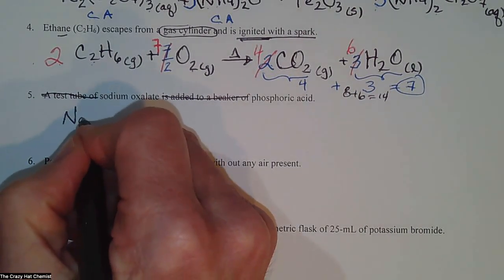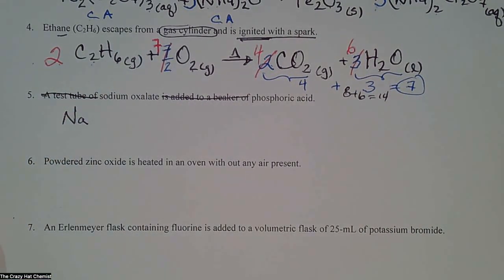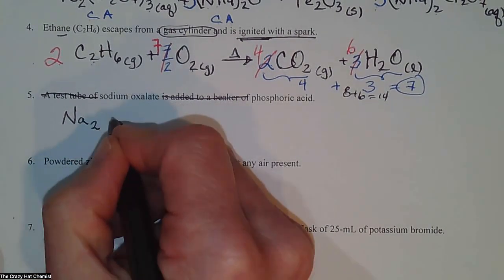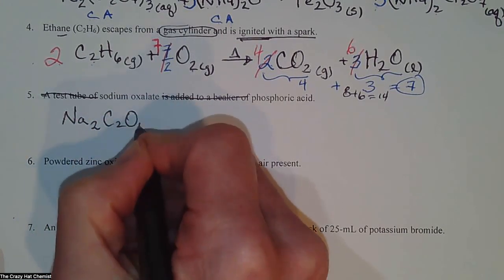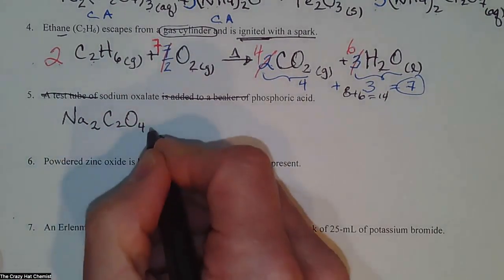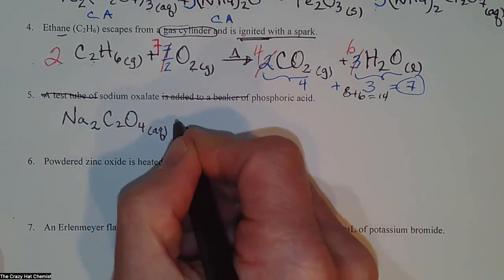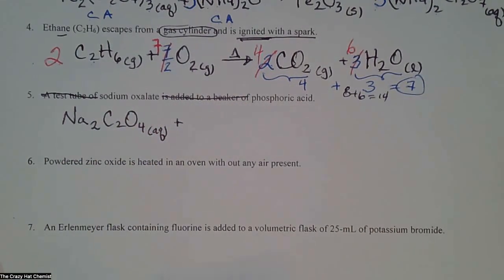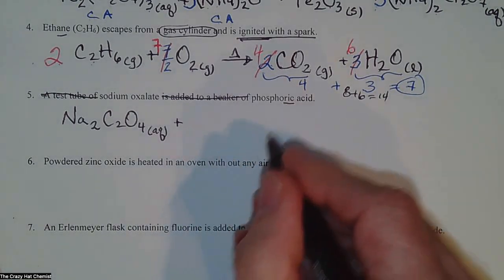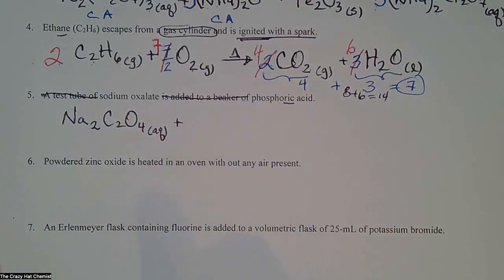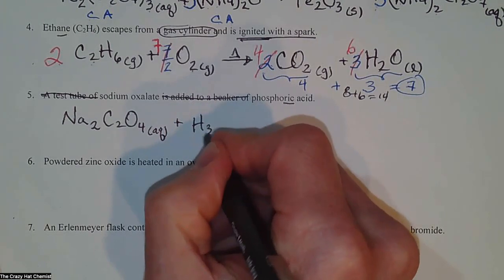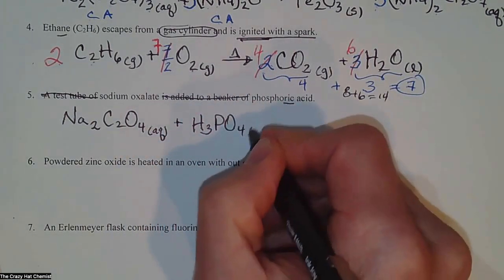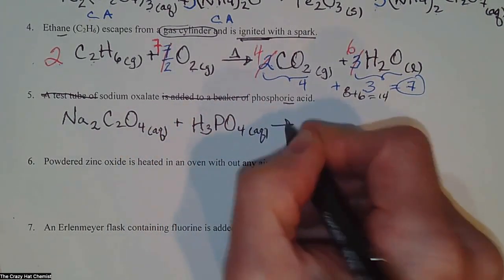And that's Na+. Oxalate is C2O4 with a 2 minus. So that means that this is going to be a 2 here, C2O4. Anything with sodium in it is aqueous. So I'll write that right there. Plus phosphoric acid. Phosphoric is coming from the phosphate ion, that is PO4 3 minus, and I'm going to attach the appropriate number of hydrogens to that. So it'll be H3PO4, and that's aqueous because that's an acid.